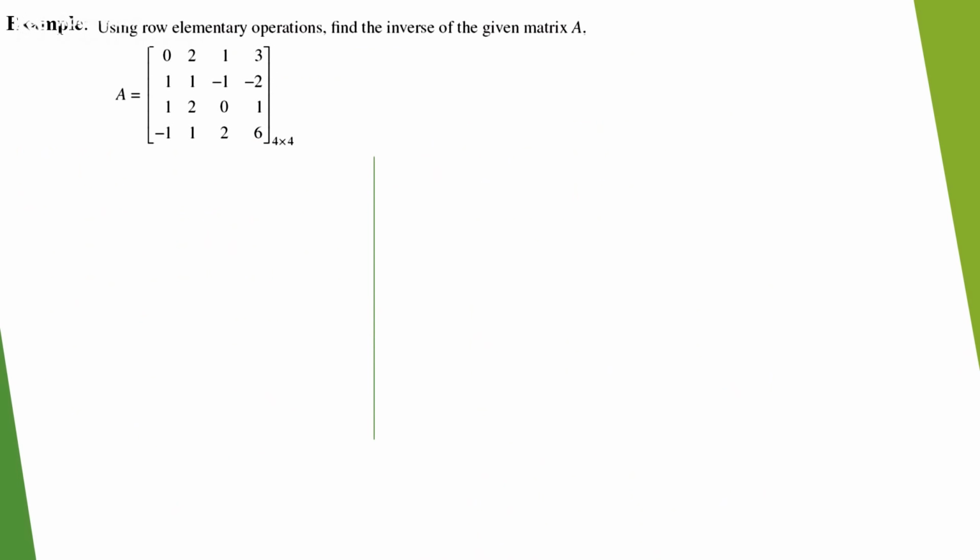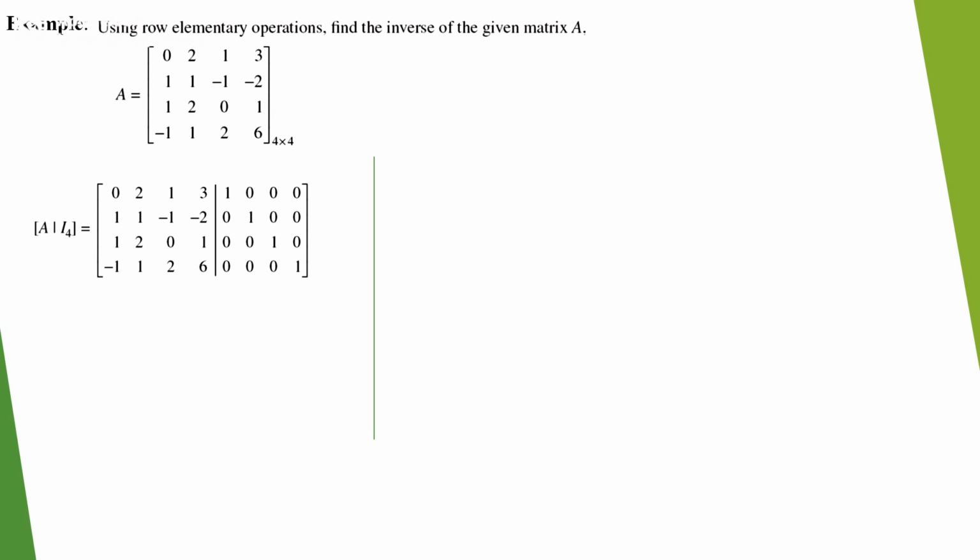Now we take another example. By using the row operation, we find the inverse of matrix A. So we are given the matrix A of order 4 cross 4. So first step, we write the matrix A and the identity matrix of the same order, that is 4, side by side. So this is matrix A and this is the identity matrix of order 4.